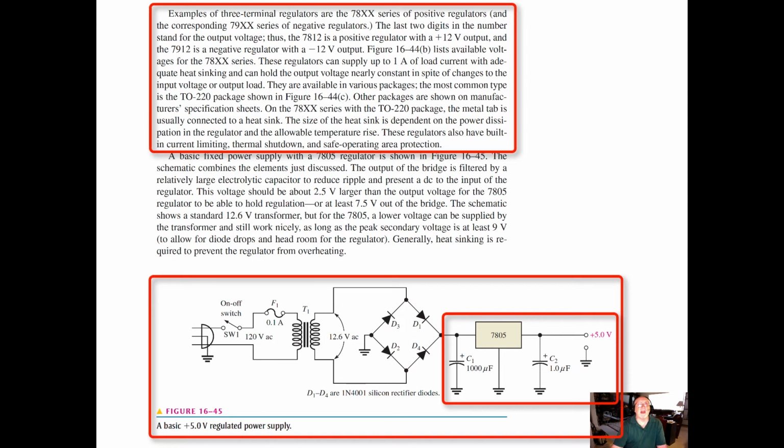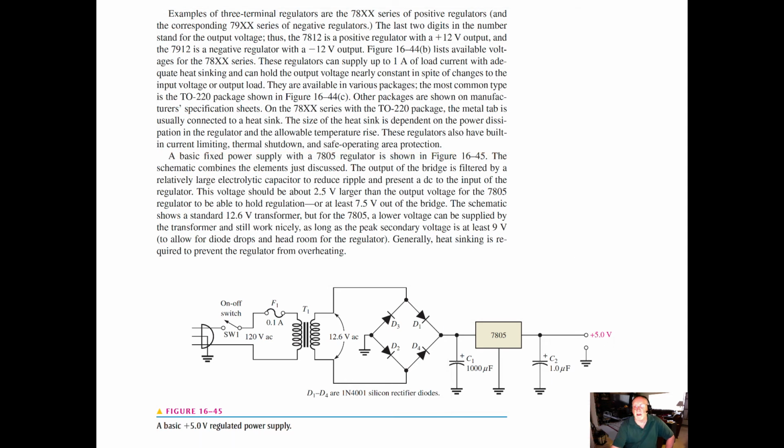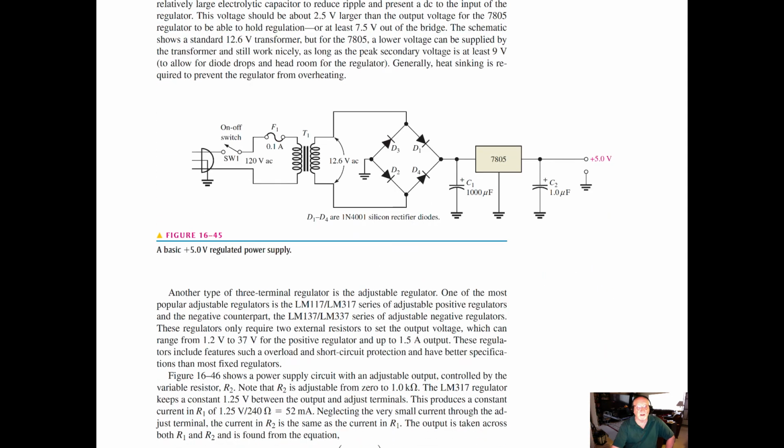They give you an example of a 3-terminal 78XX series positive regulator, and you can see here they've strapped one onto a bridge full wave rectifier. And so this is going to give you a cleaner 5-volt output. So take a look at that to gain a better understanding.